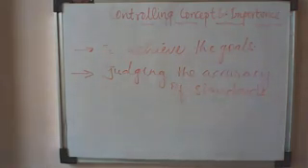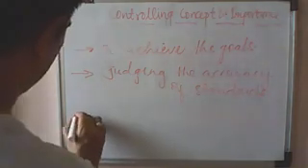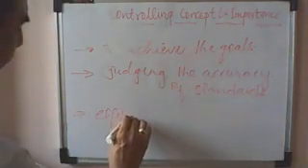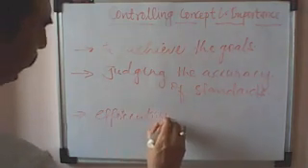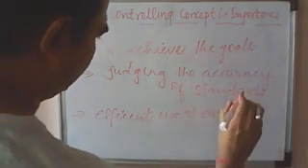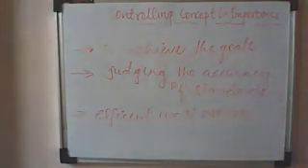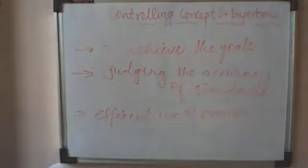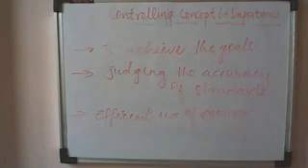Next is effective and efficient use of resources. In this, controlling helps to reduce wastage and spoilage of the resources. It aims to ensure that each activity is performed according to the predetermined standard. As a result, there is effective and efficient use of resources.